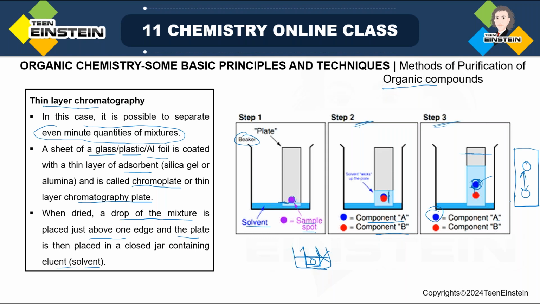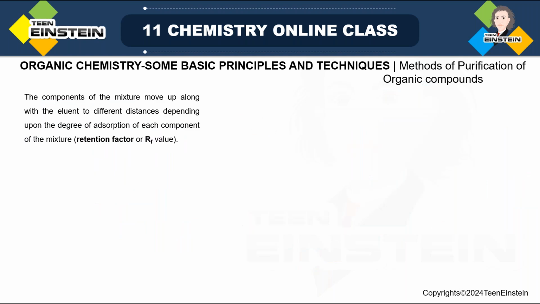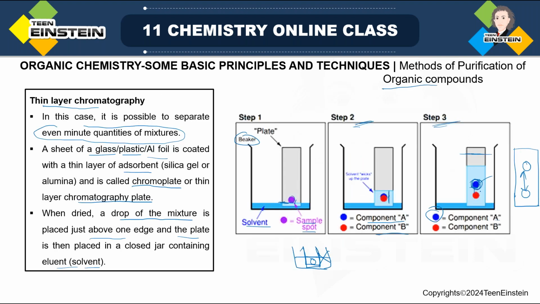Now, related to thin layer chromatography, there is one important term that we have to learn, and that is known as the RF factor. So in the next slide, we will see what the RF factor or RF value is. Actually, it is also called the retention factor. When the components of the mixture move up along with the eluent to different distances, we have already seen that the blue one is higher in position compared to the red one, right? So the speed of movement is different.